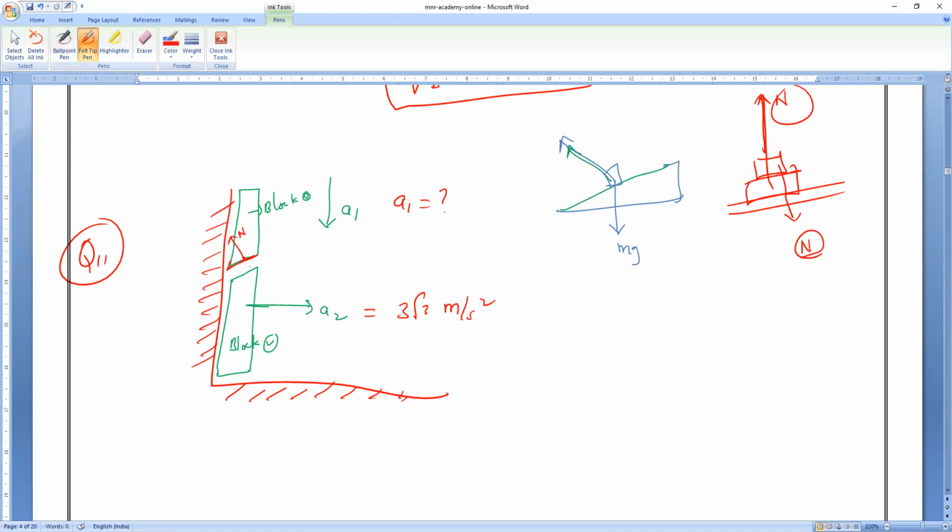Next, all of you observe, this is block 1 and this is block 2. Now here it is not tension. Then what is that?